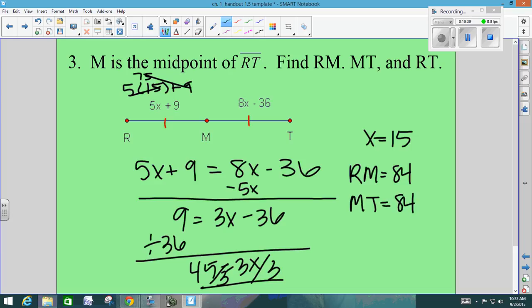How'd you do it so fast? Excellent, Brady. They're congruent. You don't have to plug it back in. It's the exact same length. We also have to find RT. That's the whole segment. How'd you do that, Jack? You added them. Good. The left segment plus the right segment has to be the whole segment. 84 and 84 is 168.